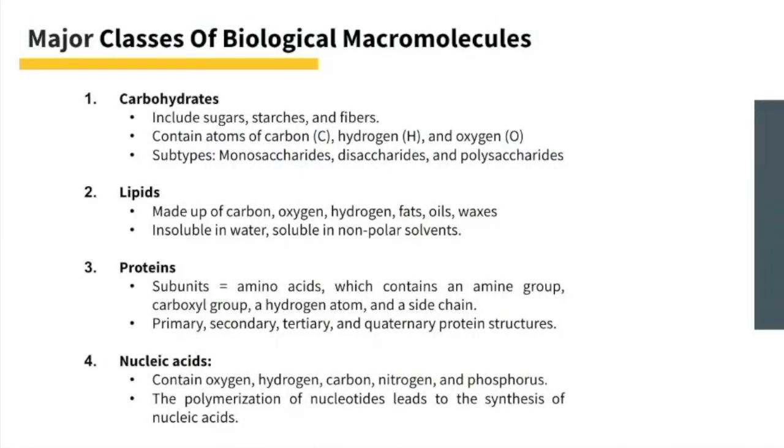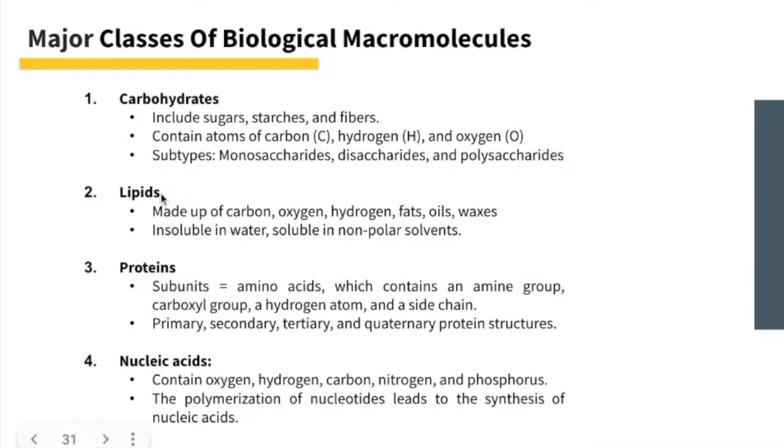Okay, so I give an example here. Major classes of different biological macromolecules. The first one is carbohydrate, including sugars, starches, fibers, and it contains carbon, hydrogen, oxygen as the backbone. I mean not backbone, but the composition. But the backbone is actually the carbon. Okay, there are different subtypes, monosaccharides or disaccharides or polysaccharides.